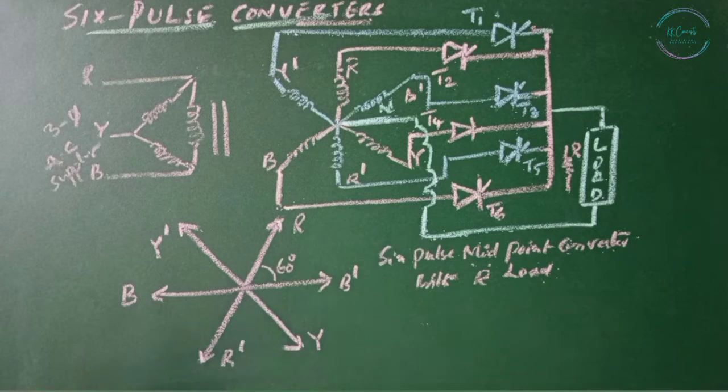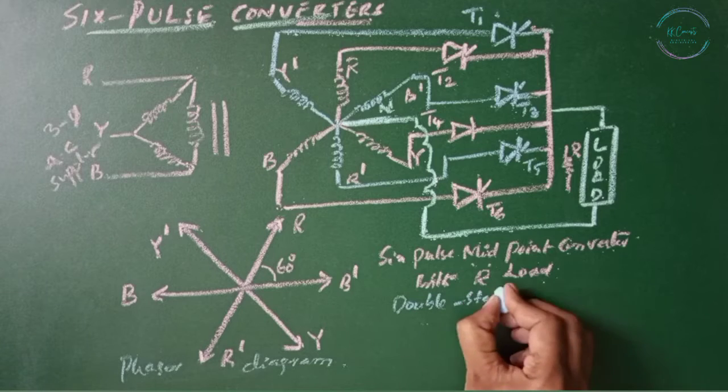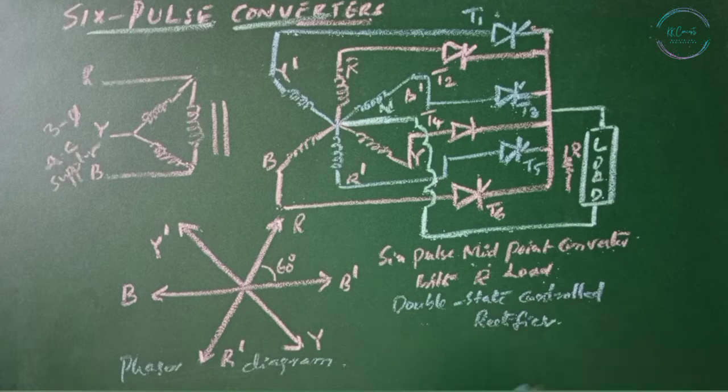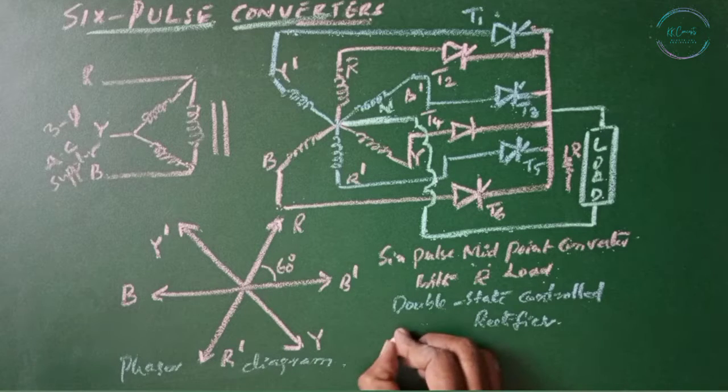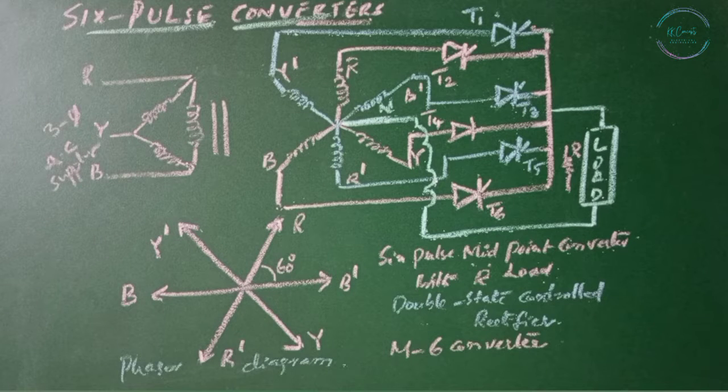Now this is our circuit diagram, whereas this is our phasor diagram. This is also called double star controlled rectifier. This is an extension of the 3-phase half-wave circuit where each thyristor conducts for 1/6 cycle. Each SCR conducts for 60 degrees, and hence the utilization factor of the SCR and the secondary winding of the transformer are poor. These converters are also called M-6 converters. The output voltage contains 6 pulses for each cycle of the input voltage waveform.